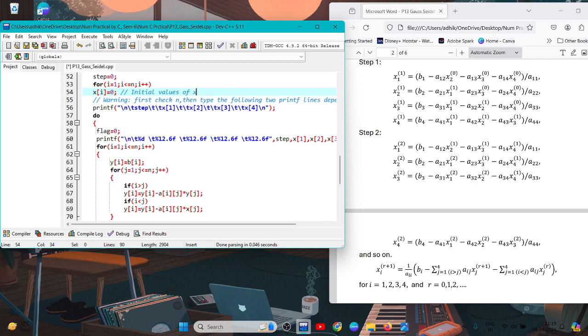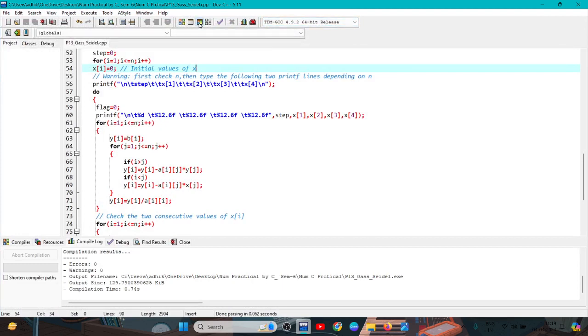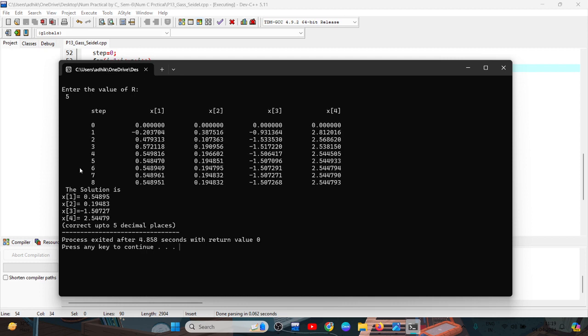And we first save this and compile and run this. Put here n equal to 5, the last digit of your roll number, enter. And this is the solution of this, x1, x2, x3, x4.